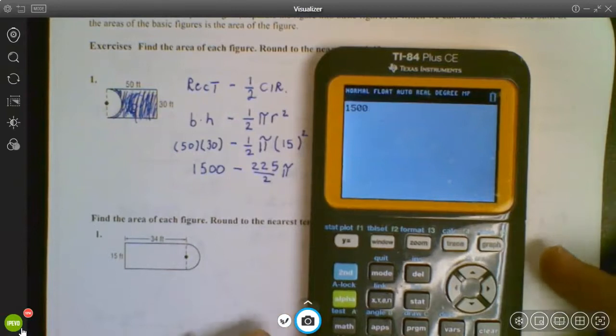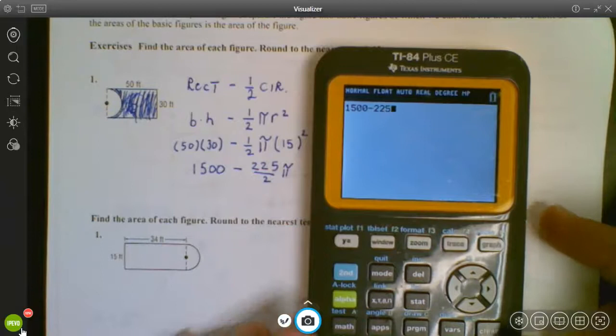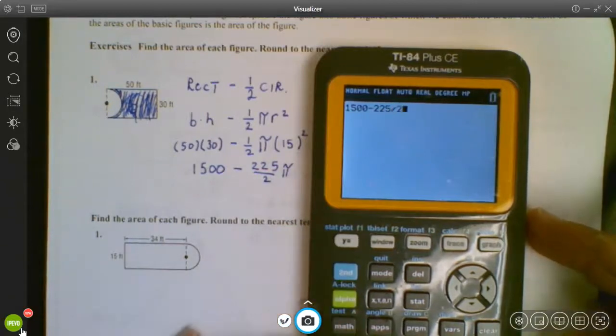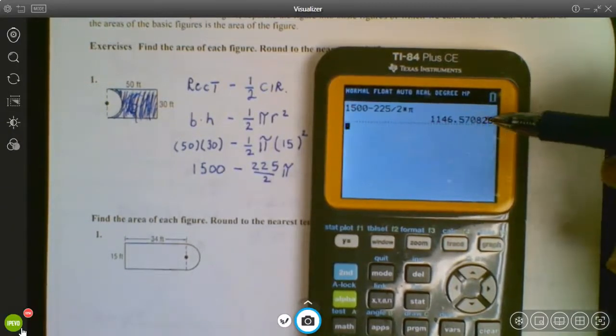So if I did my 1,500 minus 225 over 2 times pi. And now I know this outcome is accurate because I did not round in the middle of the problem. So 1146.6.